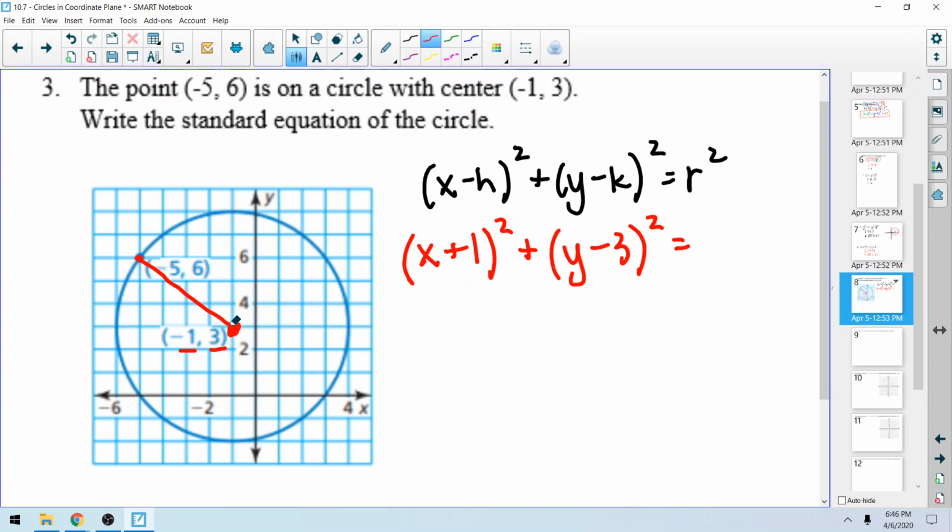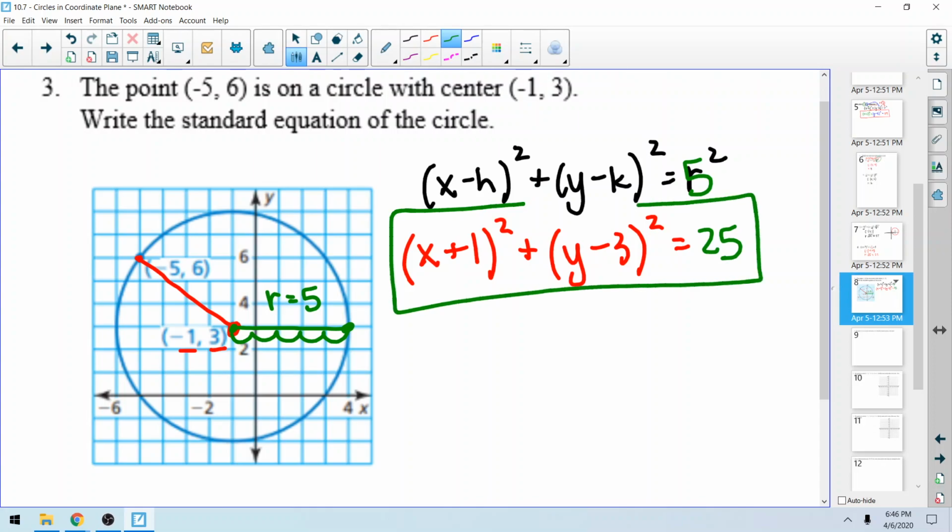Well, that's fantastic. But if I'm looking at that line, that really doesn't help me with the radius. So what I really want to look at here, and it was so nice of them to provide a picture, would be over here. Because isn't that also my radius? 1, 2, 3, 4, 5. The radius is 5. So I'm going to put 5 squared, which is 25, and that would be the standard form of that equation.